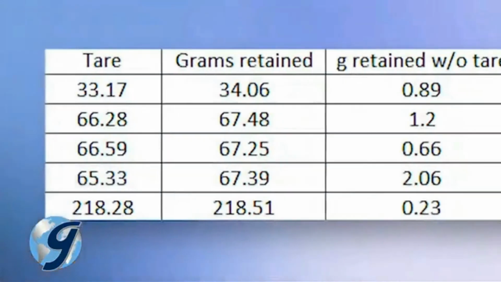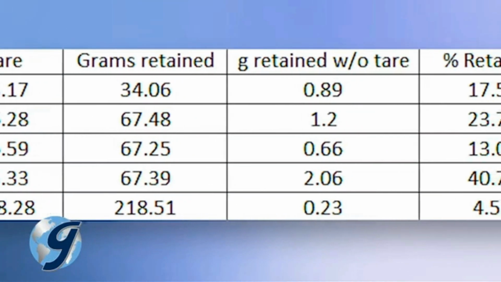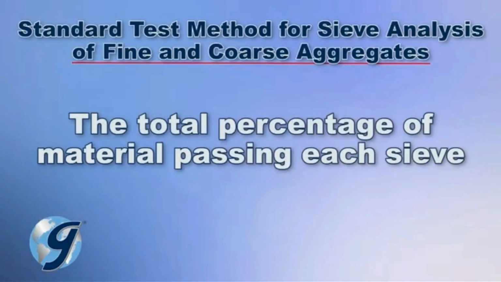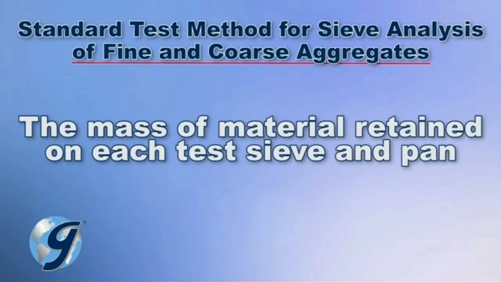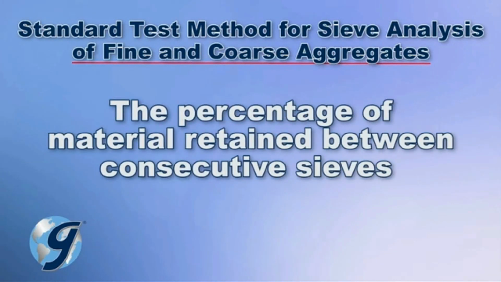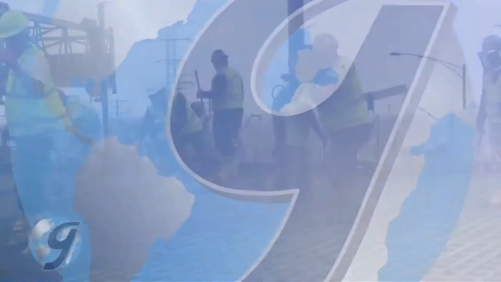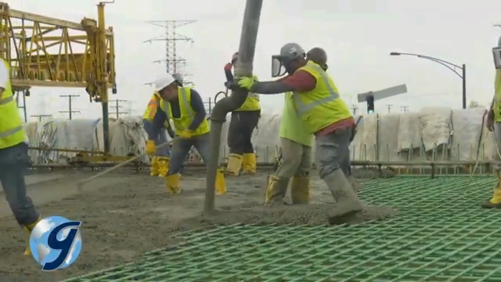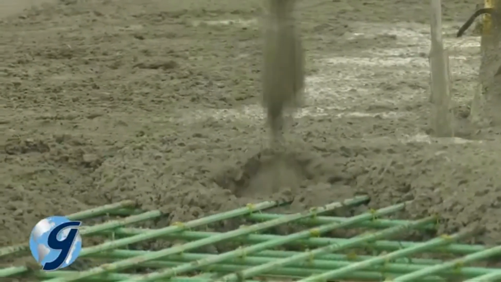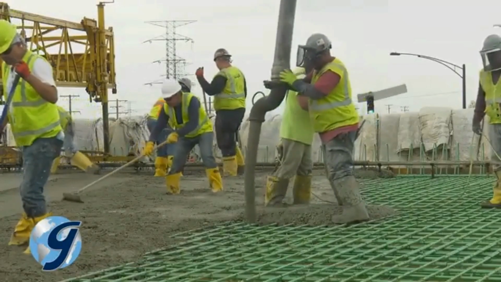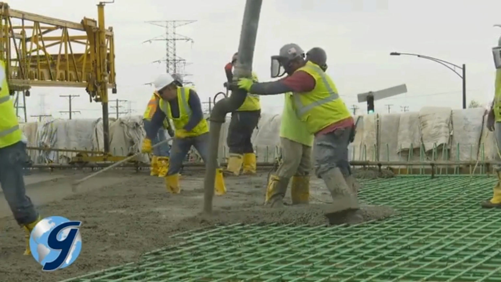In recording the mass of each sample size and determining the gross test sample mass, you should include the total percentage of material passing each sieve and/or the mass of the material retained on each test sieve and pan and/or the percentage of material retained passing consecutive sieves. Now you have all the information needed to determine the particle size distribution of the test sample, and in doing so, determine the particle size distribution of the bulk sample for aggregate uses and mixtures.